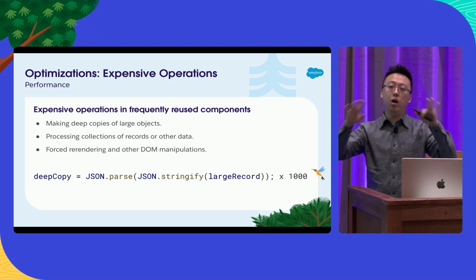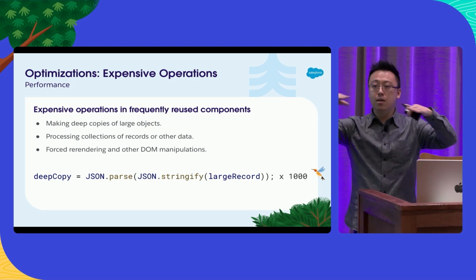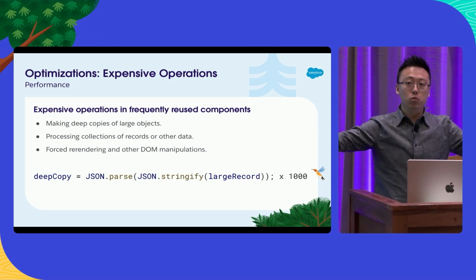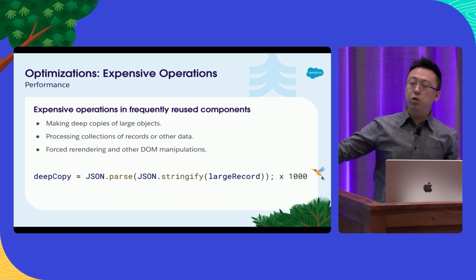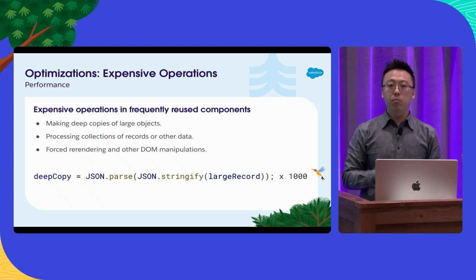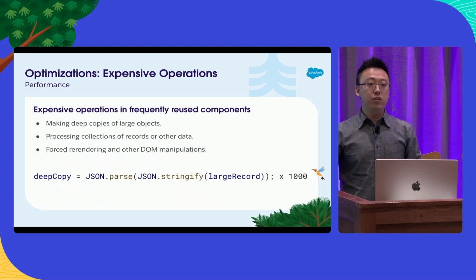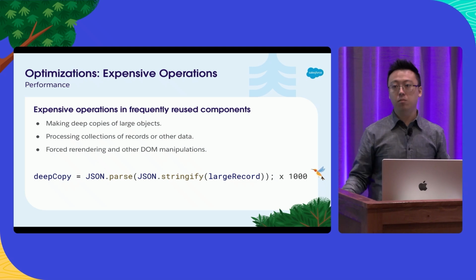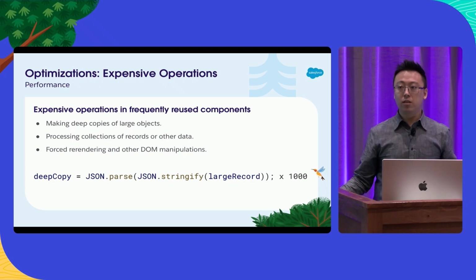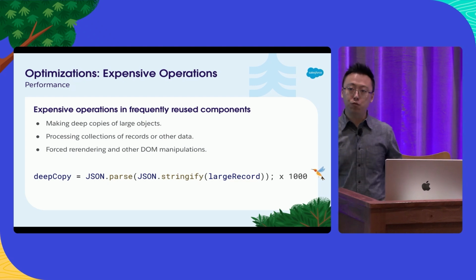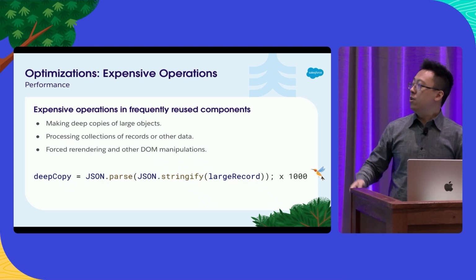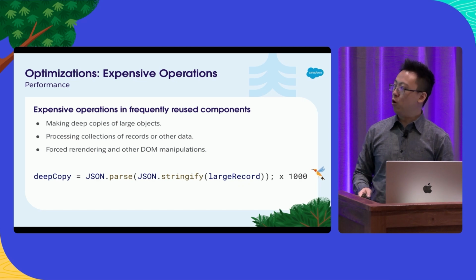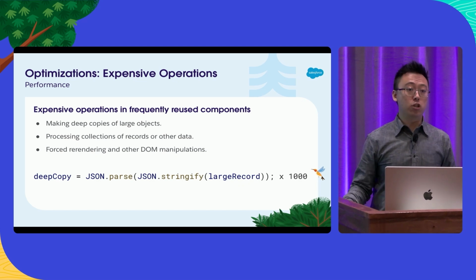So instead of passing large objects and having a lot more processing happening lower on the component tree, you can move all of that higher up and have it done way fewer times. This is similar to the concept that Bhargav mentioned earlier about plugging and caching. Do the heavy operations as little as possible and pass the data down and let the components that are used more frequently do less so that they can be faster. The other one that's often commonly overlooked is forced re-rendering and other DOM manipulations.